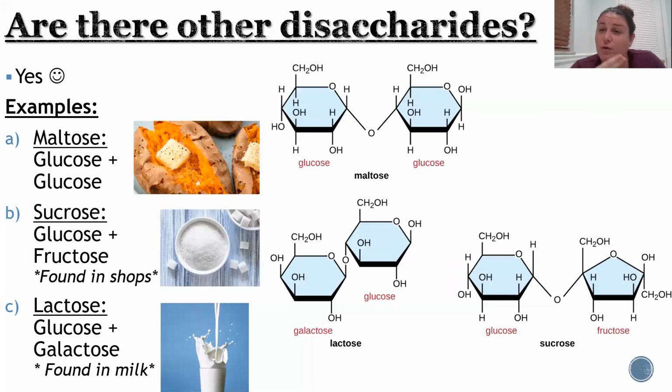I remember that because fructose is a sugar that's found in fruit. If you think about it, sucrose is sweet and fruit is sweet, so I remember that sucrose is glucose and fructose put together. And then lactose is a disaccharide made out of glucose and galactose. Lactose is the sugar that's found in milk. And if you're lactose intolerant, you can't digest the sugar that's found in milk, and that's what gives you the stomach upset, the vomiting, the diarrhea, and all the bad stuff.